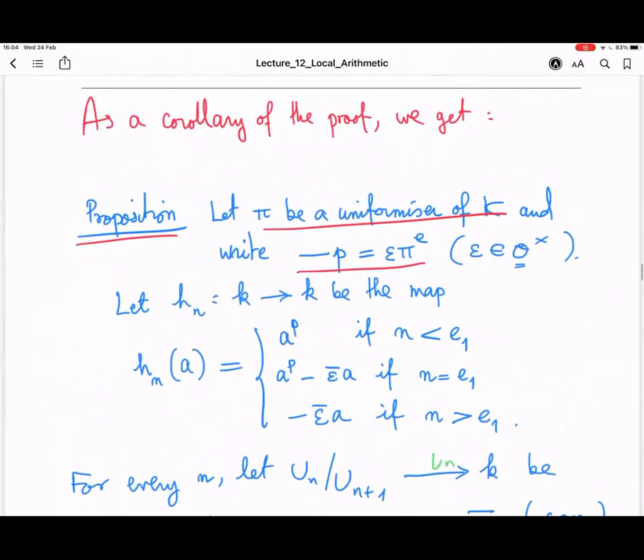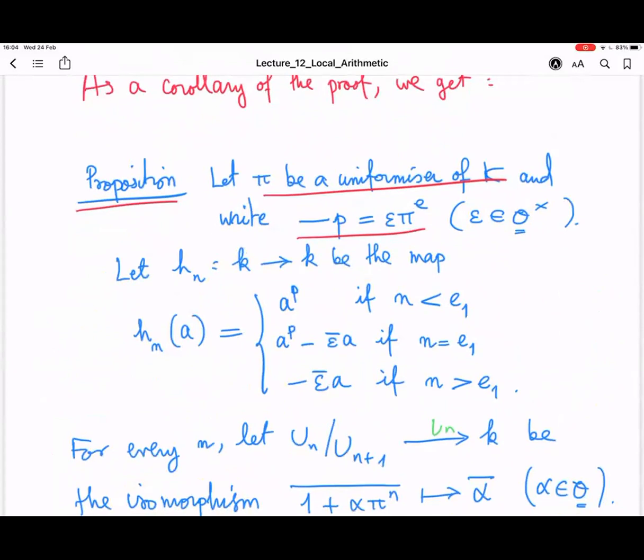So what is the notation? You write minus p as epsilon times pi to the e. Define Hn as the endomorphism. I mean, it's a linear map, which takes a to the pth power, or minus epsilon bar times a. It's just multiplication by this element, or the difference of these two things, depending upon whether n is strictly less than e1, or equal to e1, or strictly greater than e1.